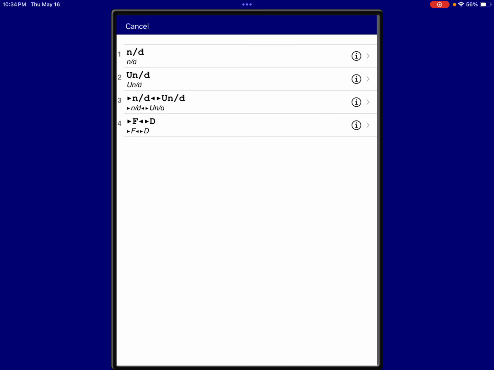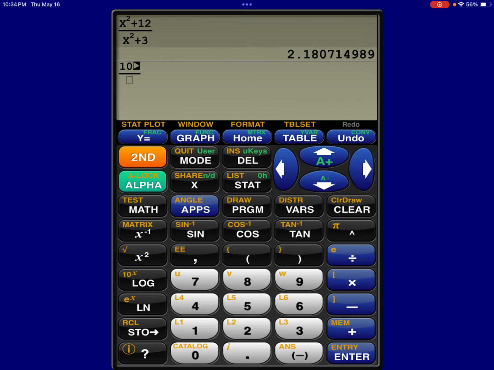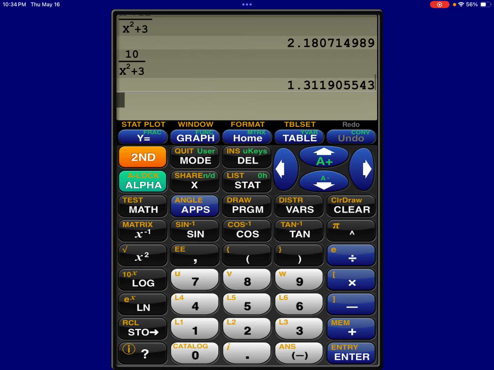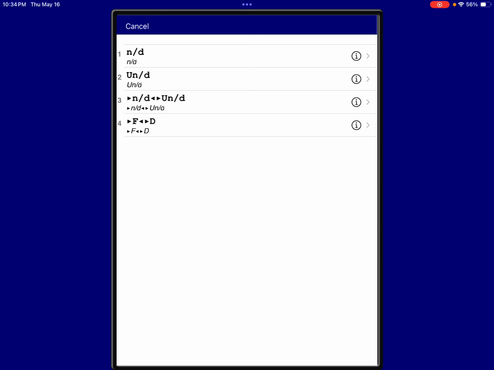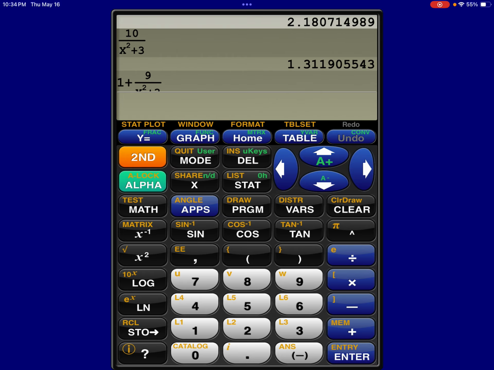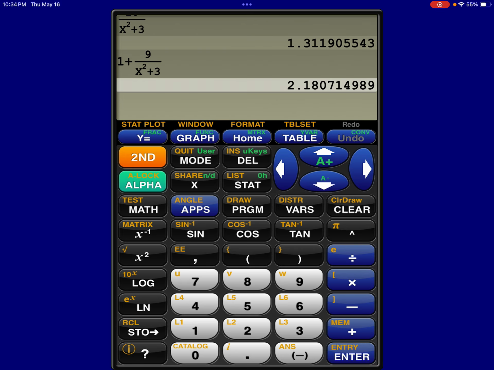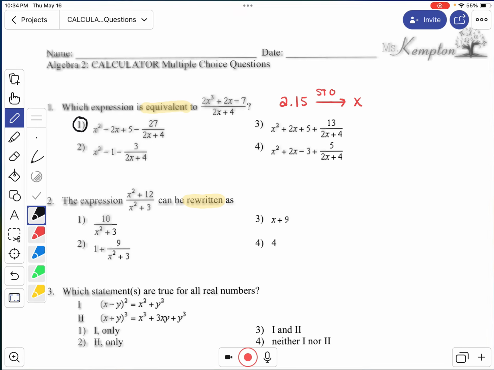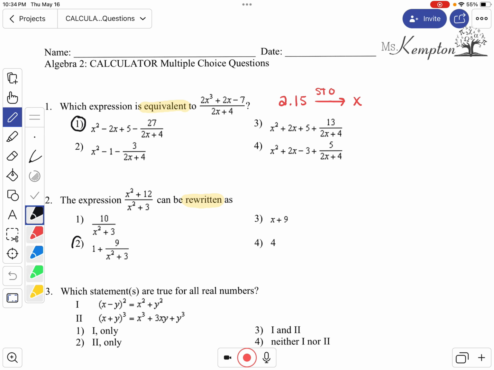So option 1, I have 10 over x squared plus 3. So what you notice is that that is not the same. So I'm going to go ahead on to option 2. I'm going to plug this in exactly the way that I see it. And boom, there it is. Okay, I get that 2.18, same exact thing over here. So this is equivalent, and again, rest assured that I did check every option just to make sure that I did not make any mistakes.